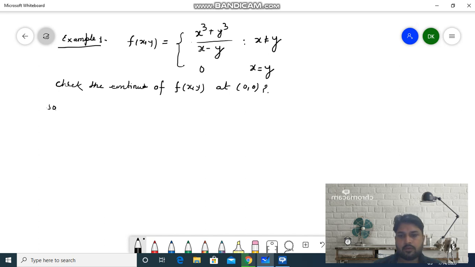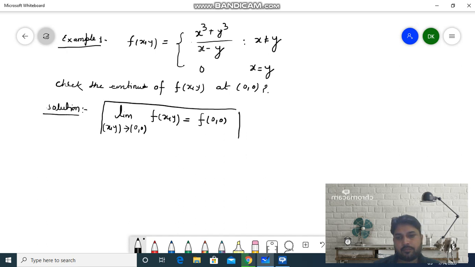So solution. We know that a function is said to be continuous at a point (a, b) if the limit of the function, or we can say the simultaneous limit of the function, exists at point (a, b) and is equal to the value of the function at that point, that is f(0, 0). So we have to prove this one.